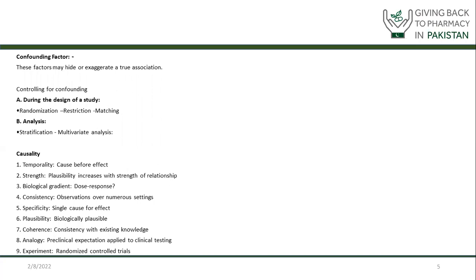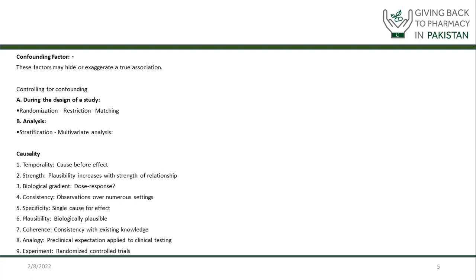And if there are multiple confounding factors, then we will use multivariate analysis. This we can only assess through SPSS. So there is causality, what is the cause of this thing. We are trying to find out the cause of a relationship, or a relationship. What is the strength?